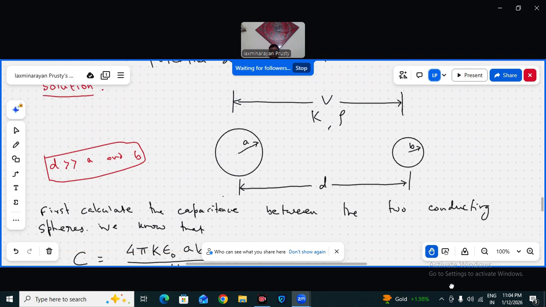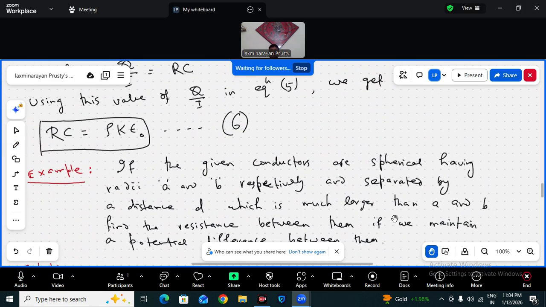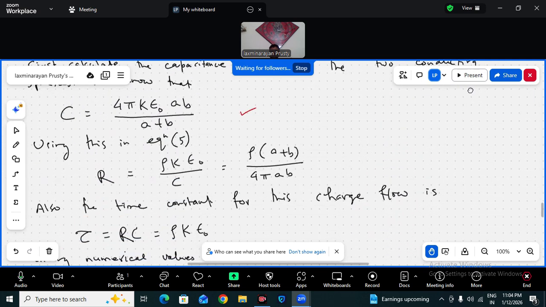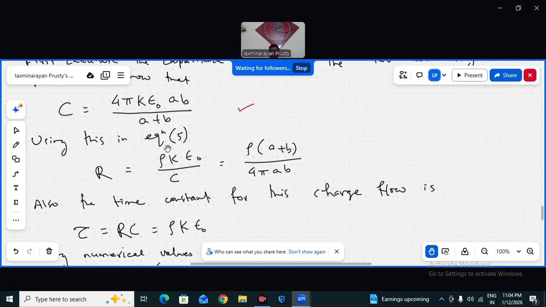What is in equation 5? RC value. Once C is known, R can be found easily. So R is rho K epsilon 0 by C. Now you must have understood. Rho K epsilon 0 divided by this value. K epsilon 0 will now cancel. So what will we get? Rho into A plus B by 4 pi AB. This will be the resistance.